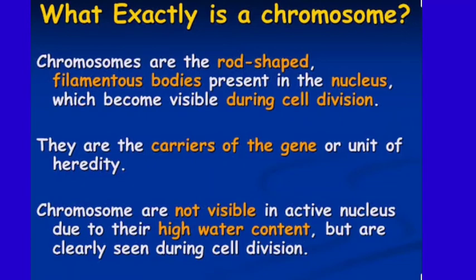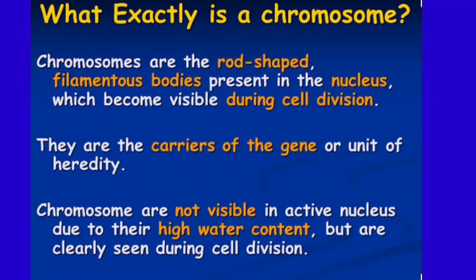Now these traits are present in the chromosomes. What exactly is a chromosome? First we will see that. Chromosomes are rod-shaped filamentous bodies present in the nucleus, which become visible during cell division. They are the carriers of genes or units of heredity. Chromosomes are not visible in an active nucleus due to their high water content, but are clearly seen during cell division.